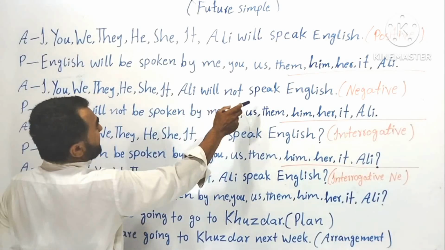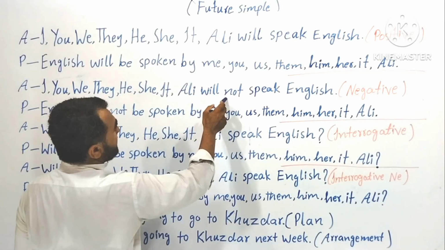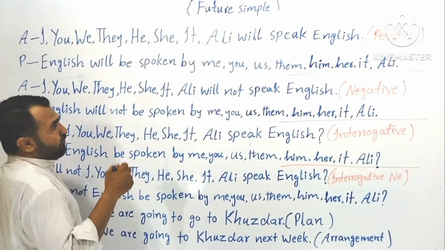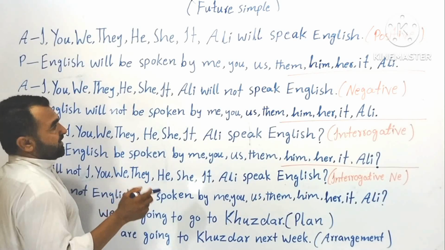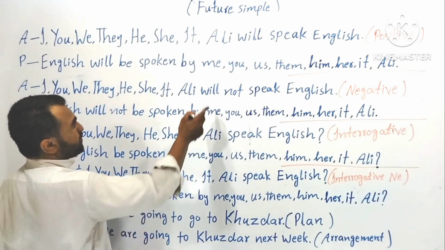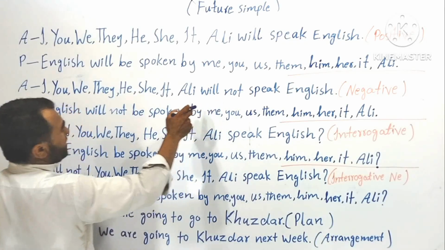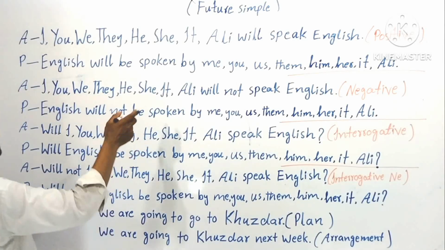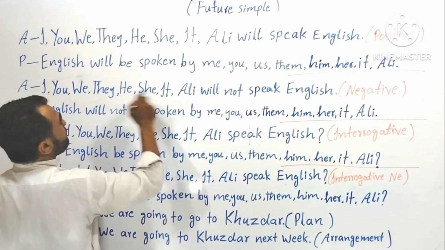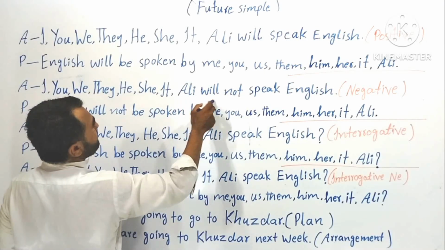I will not speak English. Now here there is a problem: the full form of this is will not. The short form of will not is won't. Now we are fluent with speaking won't rather than will not. So if you allow me, please, I should use the short form, so that I make a fluent sentence with the usage of the short form of will not. I won't speak English, you won't speak English, we won't speak English, they won't speak English, he won't speak English, she won't speak English, Ali won't speak English.